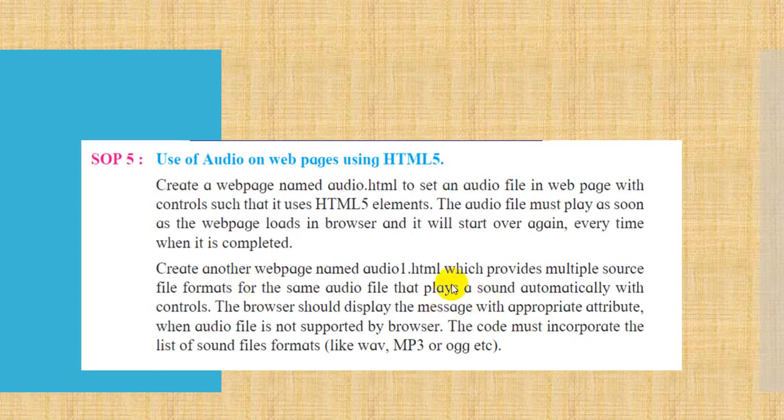So we will take a single audio tag, but inside that we will take multiple source tags. Instead of writing src in our audio tag, we will take the source tag. We use the same audio file, but the file extension will be different. And the file plays sound automatically; this feature we have already achieved in our first practical. Then we have to display it with controls, and the browser should display some message.